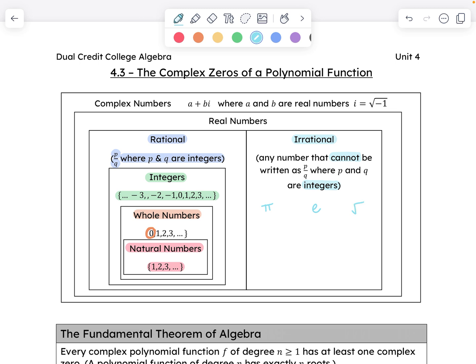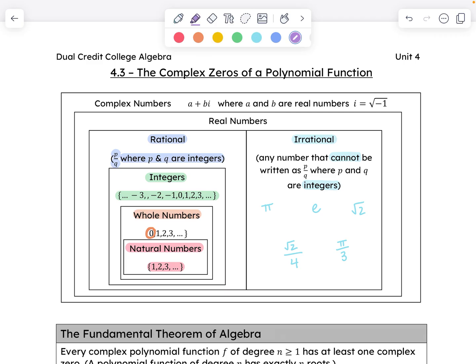You could think about the square root of 2, but remember another example could be like the square root of 2 over 4 or pi over 3, because those are fractions, but the tops of the fractions are not integers, so those are irrational numbers. So don't just assume that because it's a fraction, it's a rational number. Be careful with that.